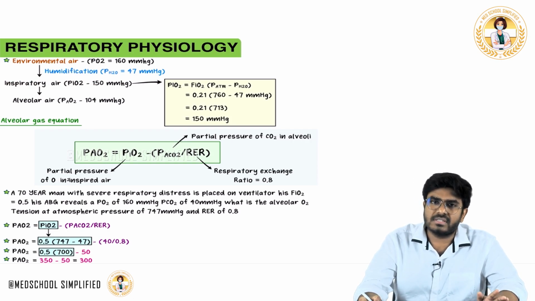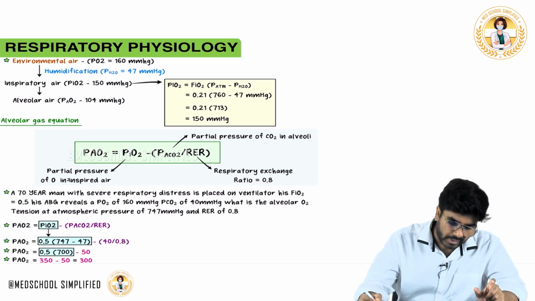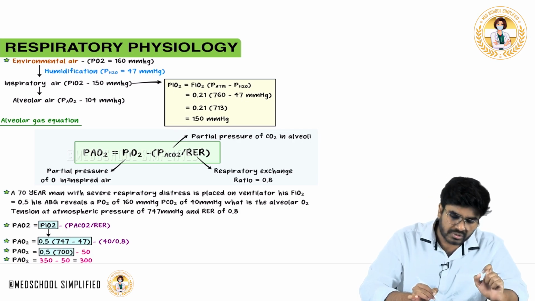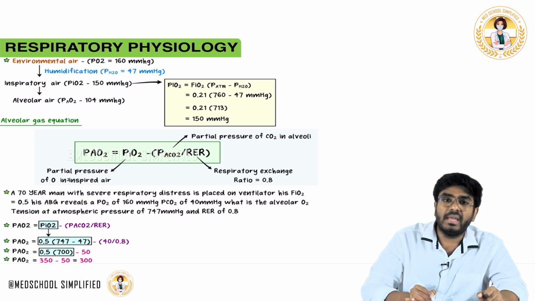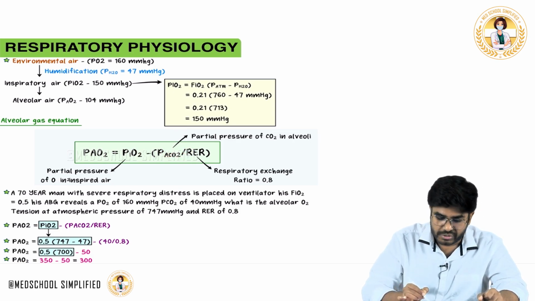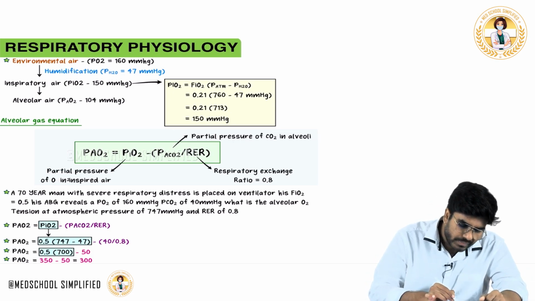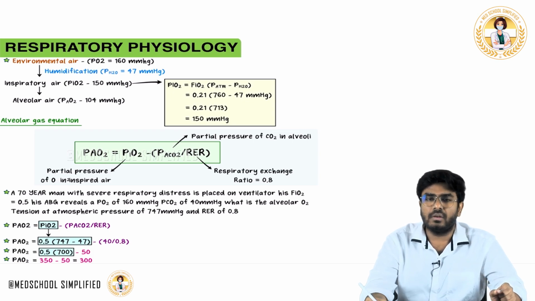Now if you want to calculate the partial pressure of oxygen in the alveolus, the formula is PAO2 equal to PiO2 minus PaCO2 by RER, the respiratory exchange ratio. In the question they will give you these values and ask you to calculate it. The respiratory exchange ratio is a constant value. So the alveolar gas equation will tell you the partial pressure of oxygen in the alveolus.